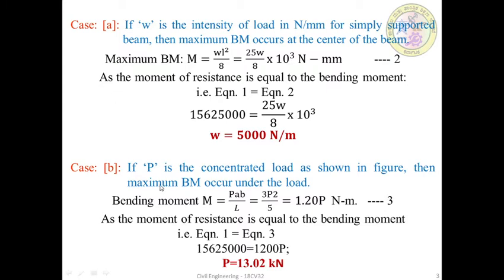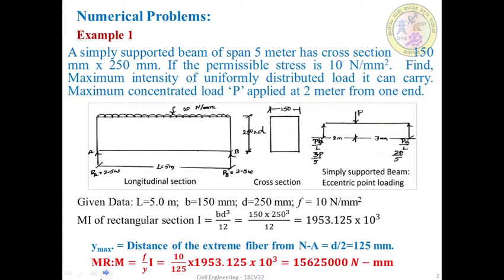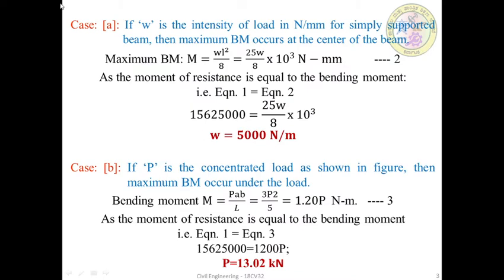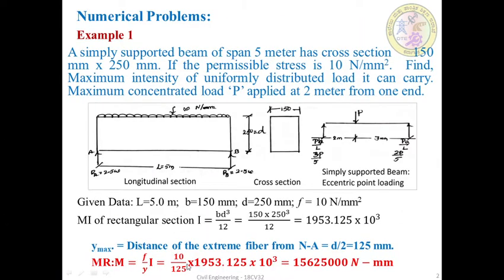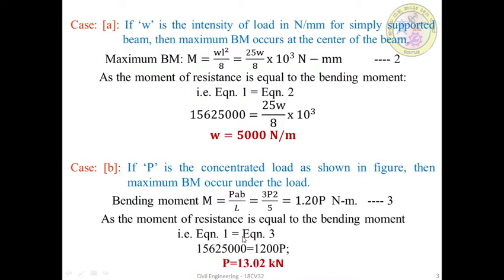This equation is called equation number 1; I had not written it here. This is the maximum bending moment due to the externally applied load, and this is the moment of resistance developed by the beam section. In order to maintain the equilibrium of the beam section, the resisting moment should be more than or equal to the applied moment. This is the applied moment due to the UDL. Then the equilibrium condition exists.